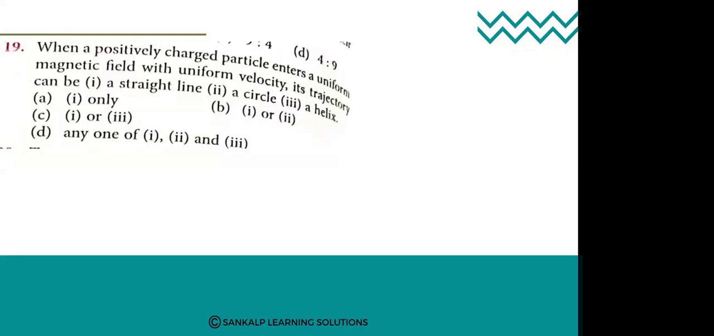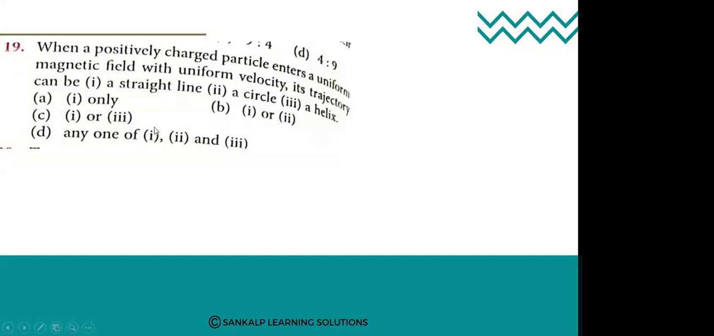It is option D. It may be any one of 1, 2 and 3. Why? Because it depends on other factors also. So here it depends on other factors, therefore we cannot predict which one it will be, there is no single conclusion. So it may be a straight line, it may be a circle, or it may be a helix also.